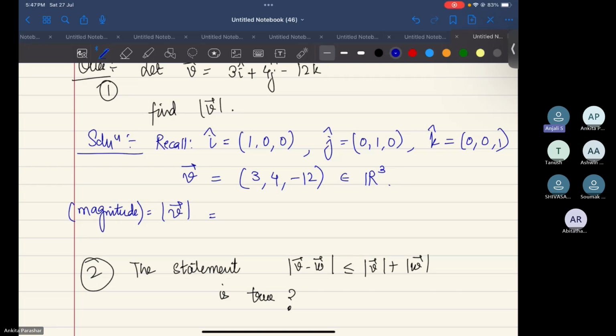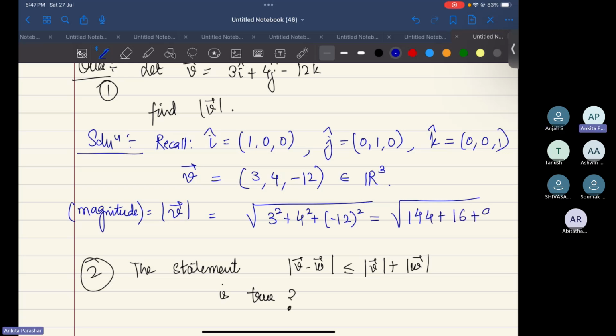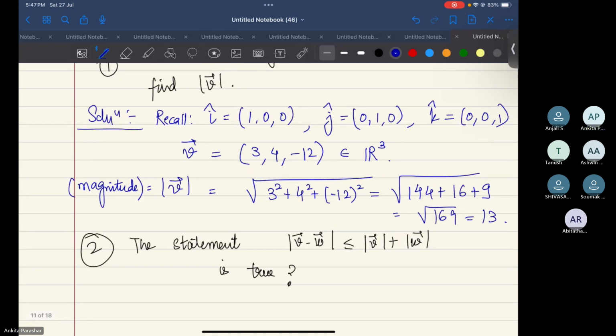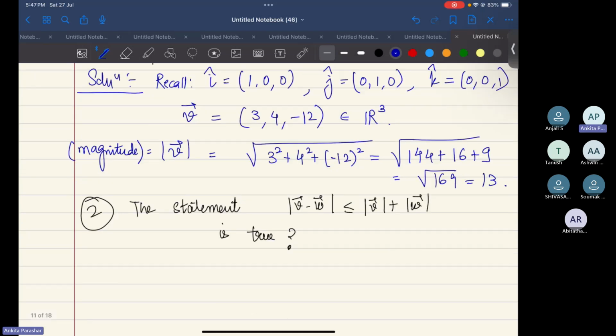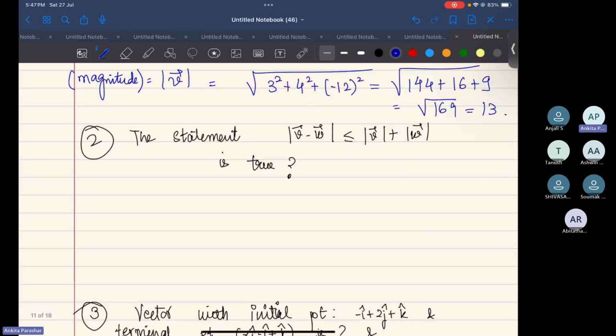It will be the square root of 3 squared plus 4 squared plus minus 12 squared, which turns out to be 13. Okay, 169, exactly. This is 13. Very good. So we understand what is the meaning of the vector, and first of all we understand how to find the magnitude. So far, so good.